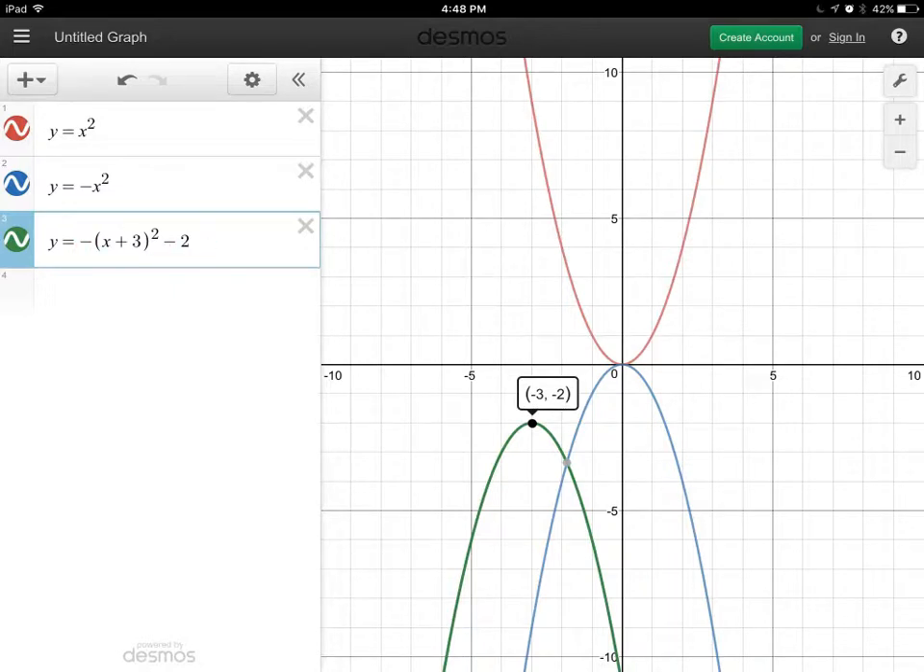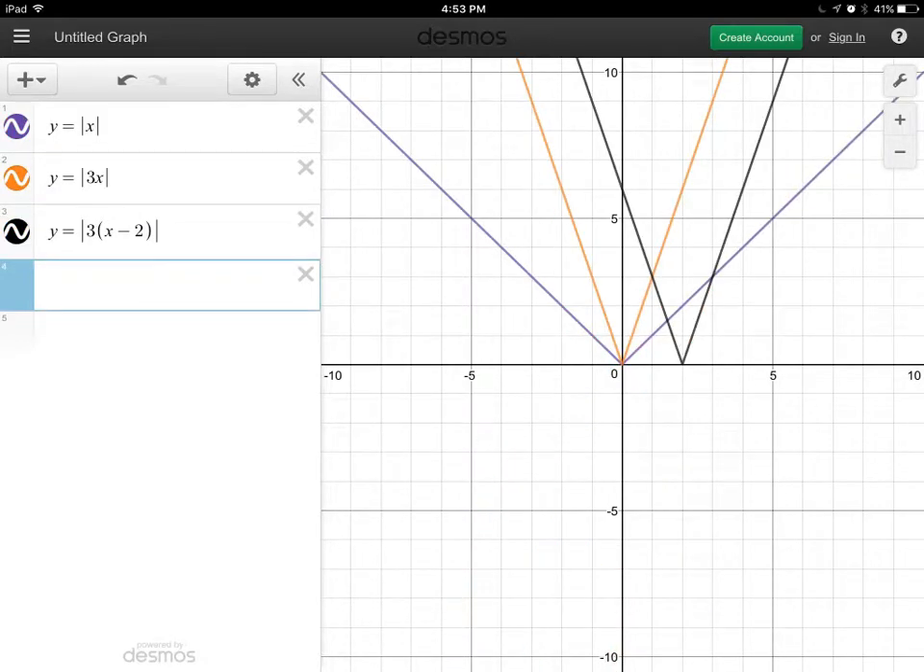And then I needed to shift it. So the plus 3 actually shifts it to the left 3, and then the minus 2 shifts it down. So that vertex, we have the same exact shape. So all of these we would call our rigid transformations. We haven't affected the shape of the graph, we've just moved it around. We've reflected it and then we moved it. And so this new graph, the final answer, is this green curve right through here.